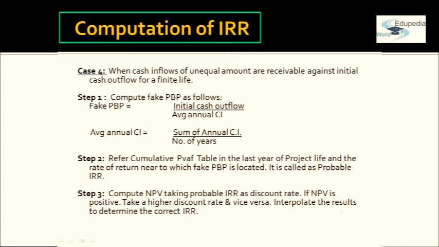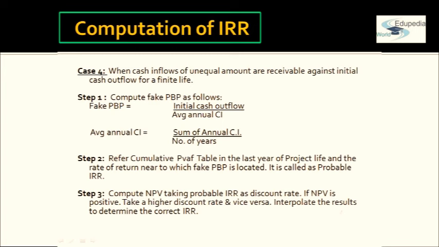Right. And now the most important question and also the last scenario for computing the IRR is when the cash inflows are of unequal amount and they are receivable against initial cash outflow for a finite life. In the last scenario, the cash inflows were of the same amount. In this, since the amount is not equal, you have to compute a fake payback period, in the same way as we computed in the last situation, which is equal to initial cash outflow divided by average cash inflows. Average cash inflow is basically the sum of all the cash inflows which are received divided by the number of years.